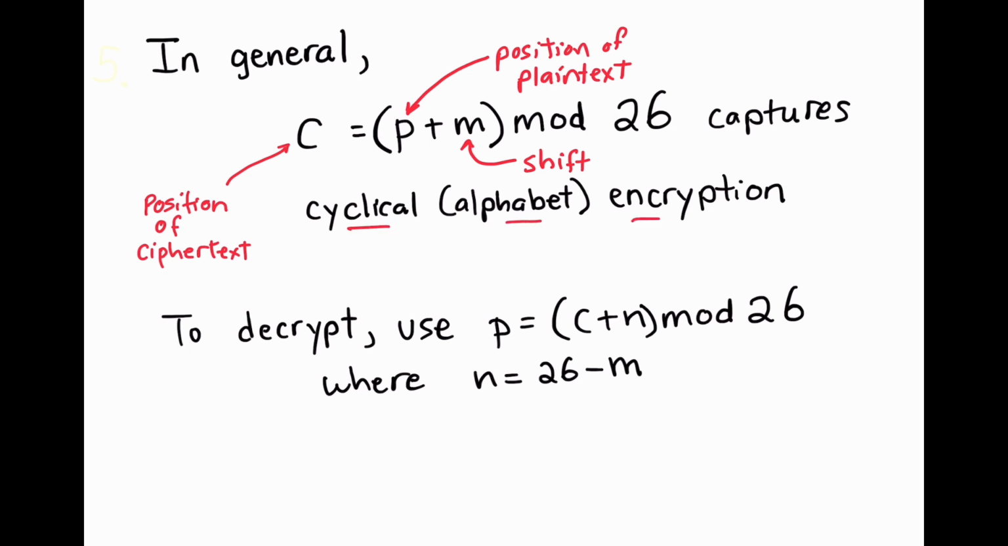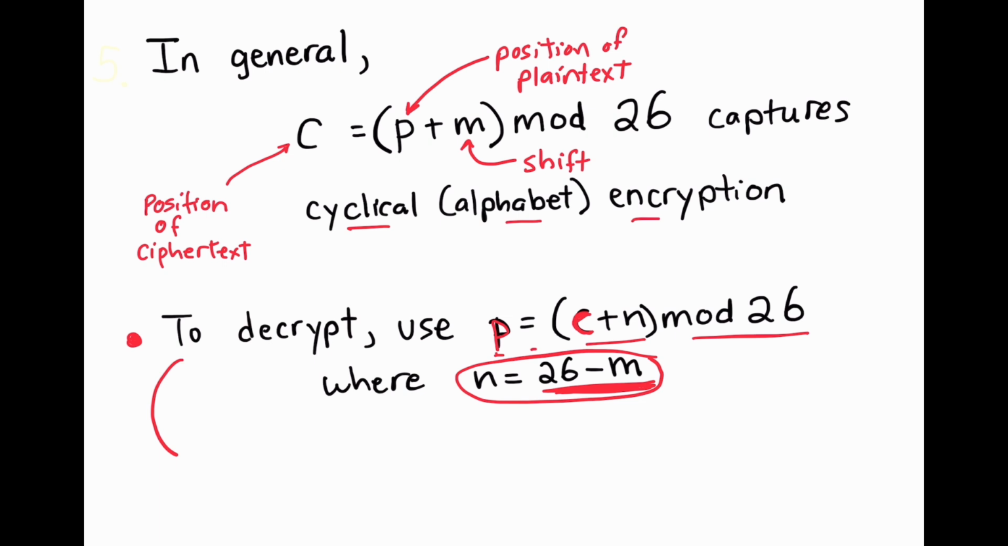And if we want to decrypt, we can use P equals C plus N mod 26, where P is the number for the plain text, C is the ciphertext position or number, and N is given by 26 minus M, where remember M was our shift.